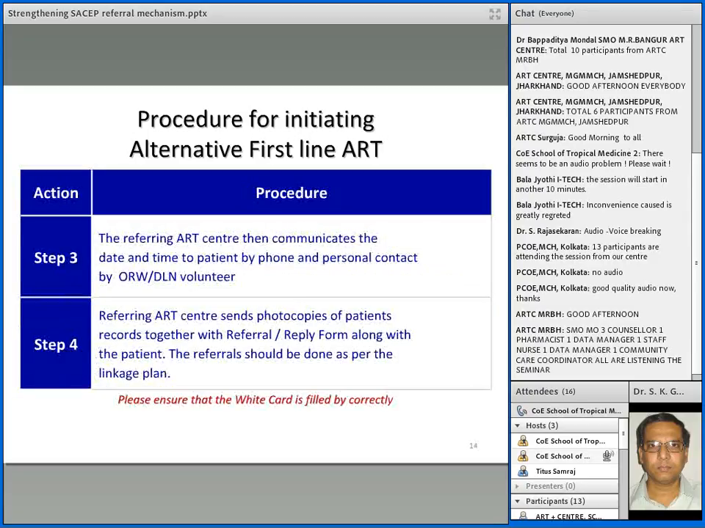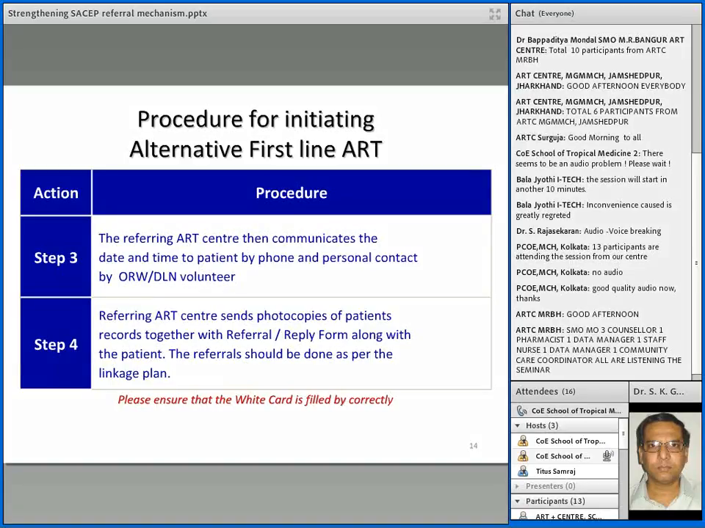The next step would be the referring ART center. Once they get an appointment from the SACEP at COE or ART Plus Center, it is the responsibility of the referring center to communicate the date and time to the patient by phone and personal contact through the outreach workers of the CSC or the DLN volunteers.